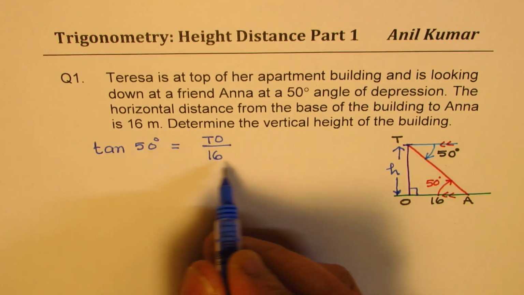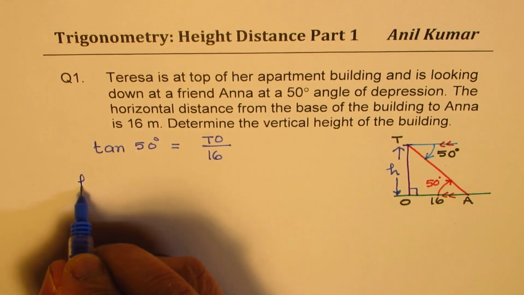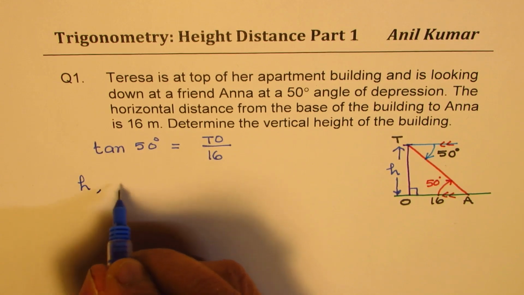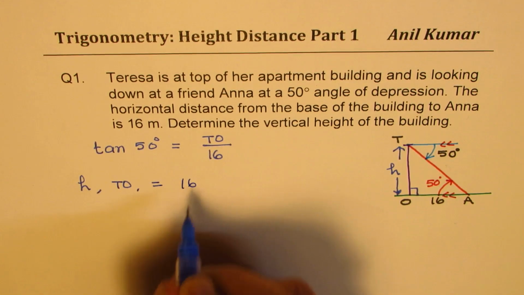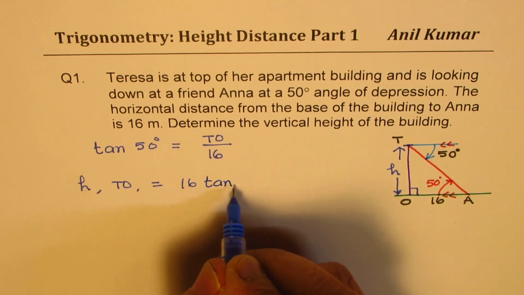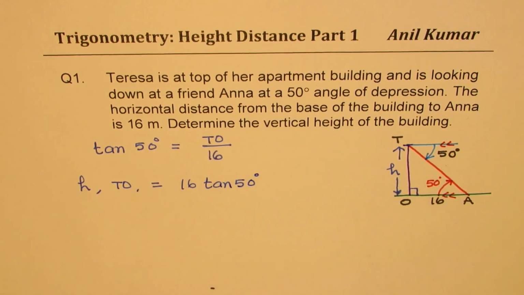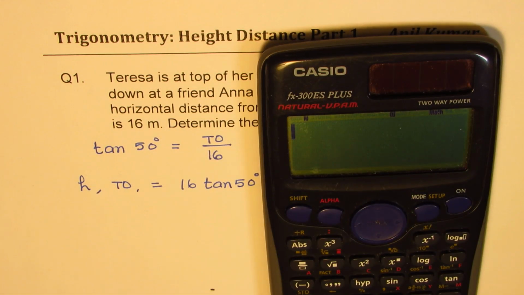So we can just cross multiply and say the height H, which is equal to T to O distance, is 16 times tan of 50 degrees. Is that clear? Sometimes in these questions, they will tell you to round answers to 1 decimal place, something like this. So in that case, you need to round your answers also.